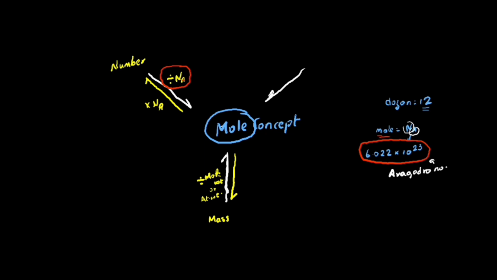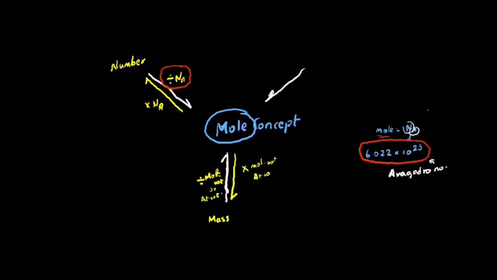So when you want to convert it to mole, what do you do? You divide by the molecular weight or atomic weight. And in the same way, if you want to convert mole to mass, you multiply the molecular weight or atomic weight with the mole. Okay. Now, these two are the formulas which are there for every situation.